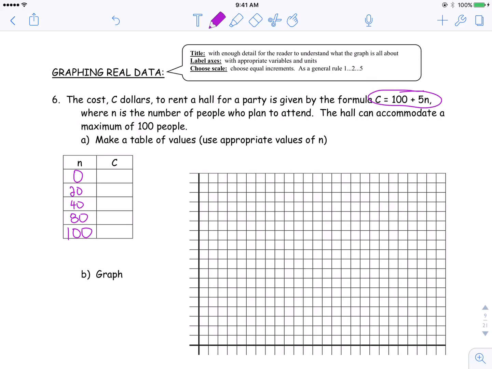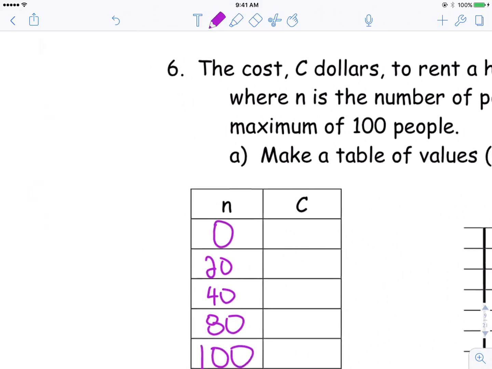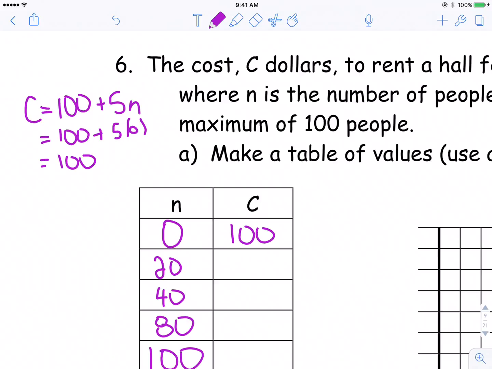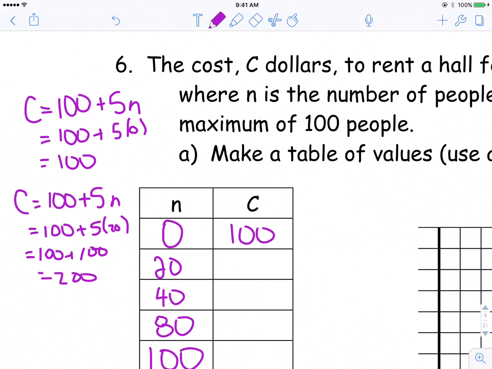And I do those steps that I did before. So C is equal to 100 plus 5N. Well, if N is 0, then this is 100 plus 5 times 0, which is equal to 100. I do it again. C is equal to 100 plus 5N. This time N is 20. 100 plus 5 times 20, which is 100 plus 100, which is 200.